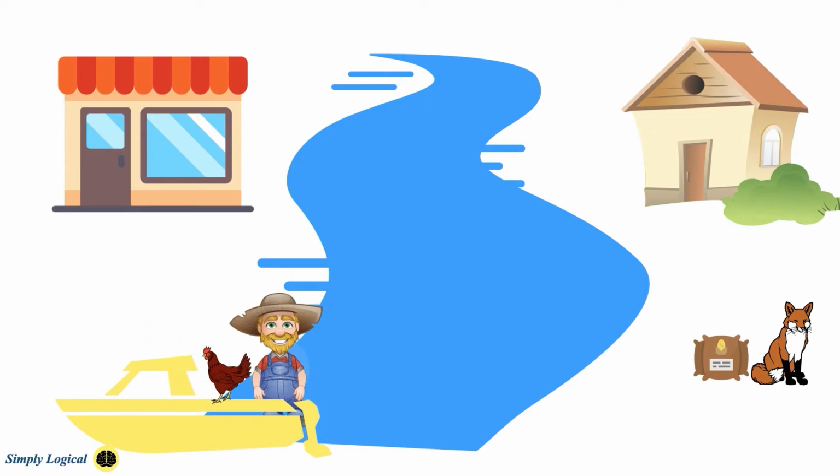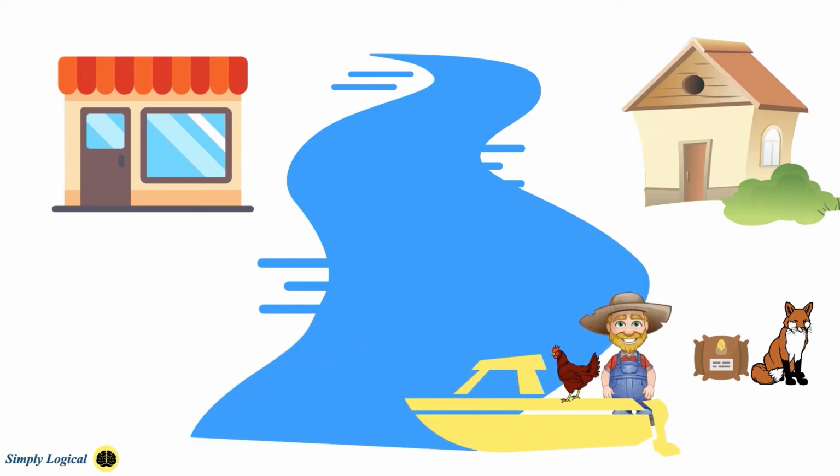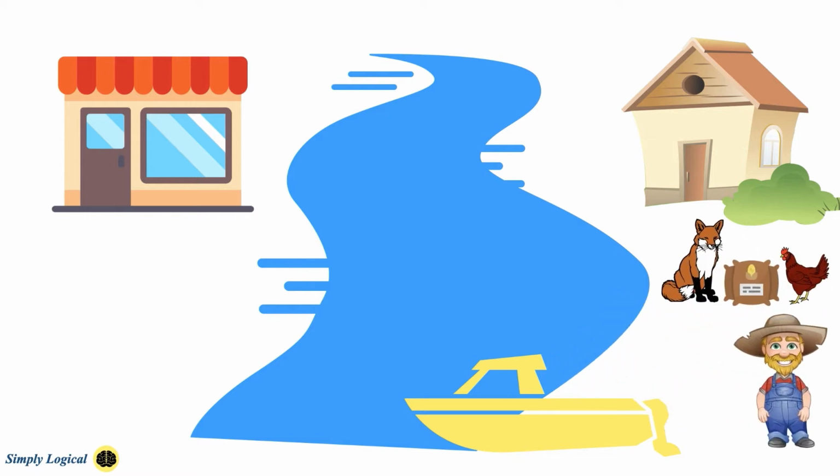Finally, he goes back to get the chicken, bringing all three items across the river to the far side without letting anything eat anything else. By following this simple logical approach, the farmer brought all three across the river without losing anything.